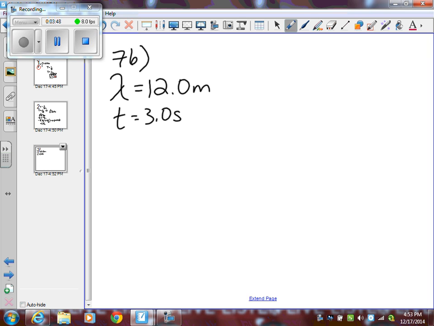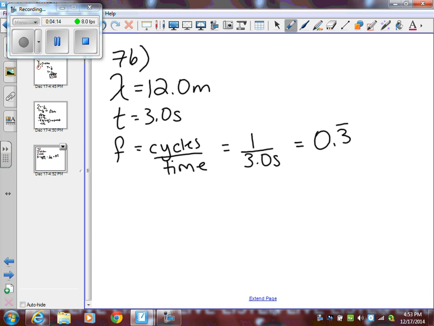Okay, because we know a time, remember that frequency is found by cycles per time. This means that there's 1 cycle, or 1 wave, every 3.0 seconds. Which means that 1 divided by 3 is going to give us 0.3 repeating hertz. So we do know frequency then.